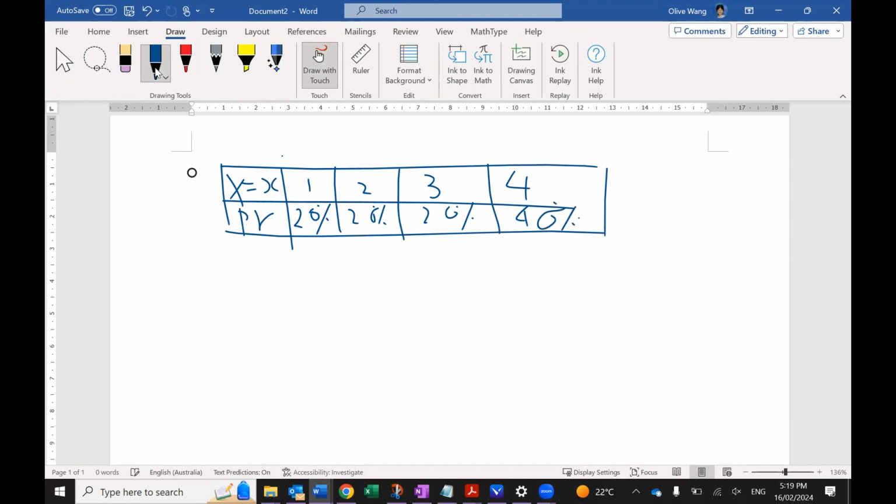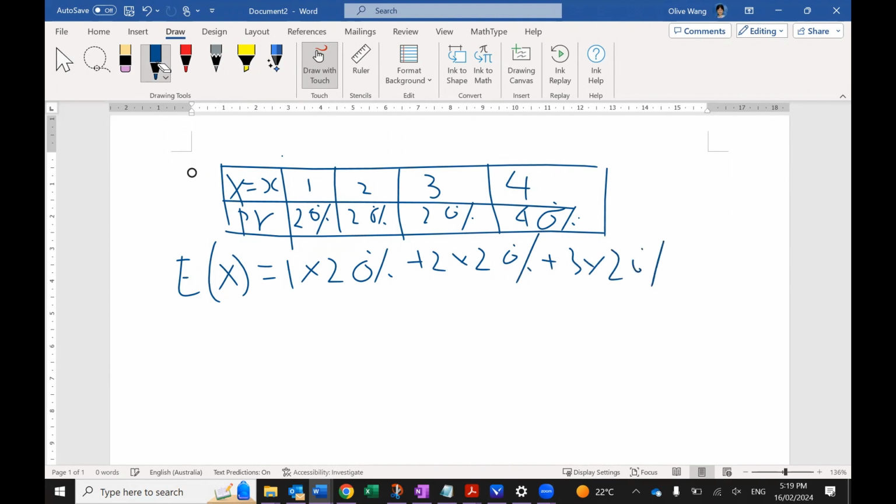So you could actually work out the expected value of x quite easily. Do we agree? This one is easy. That would be 1 times 20%, plus 2 times 20%, plus 3 times 20%, plus 4 times 40%. Make sense? Yeah. But sometimes the question could give you something different, maybe let me write this one here.